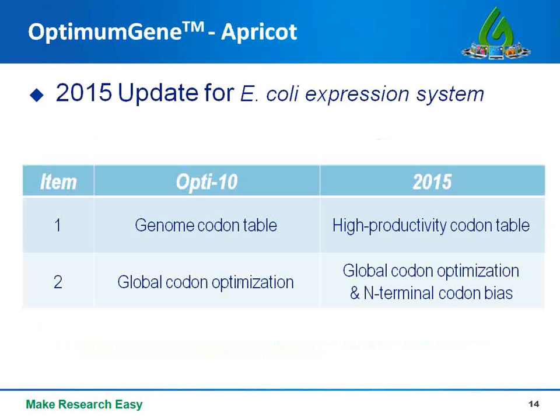So now we're really excited to announce the launch of a new update to our optimum gene algorithm for E. coli. This version is called Apricot, and we rolled it out in May, and we've gotten great feedback from our customers about it so far. The differences between our older Opti10 algorithm and this year's new version are twofold. First, instead of using the standard E. coli genome codon table, we use our proprietary high productivity codon table.